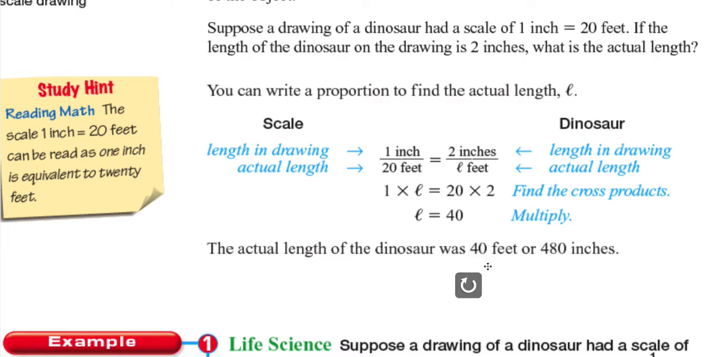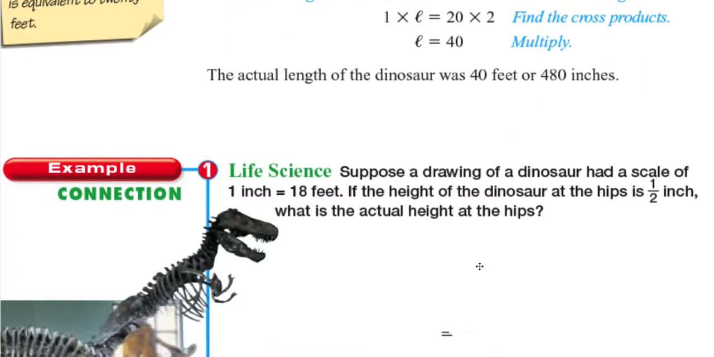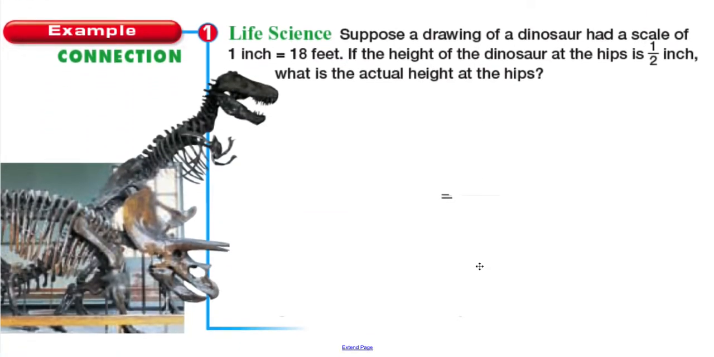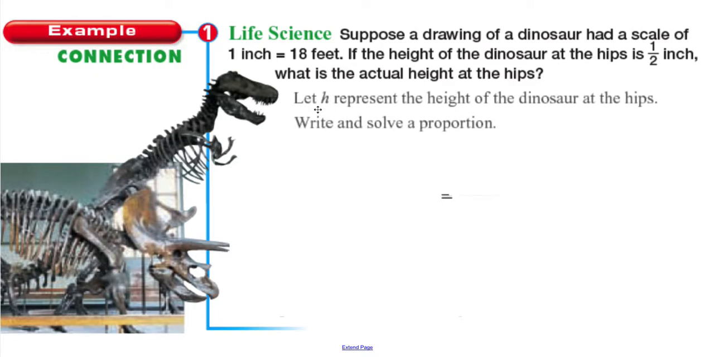Okay, knowing that, let's take a look at example 1. Suppose a drawing of a dinosaur at a scale of 1 inch equals 18 feet, meaning for every inch in the drawing, its actual length is actually 18 feet. If the height of the dinosaur at the hips is 1/2 inch, what is the actual height at the hips? So again, we go back to our scale. Before we do that, I'm sorry, we need to create a let statement.